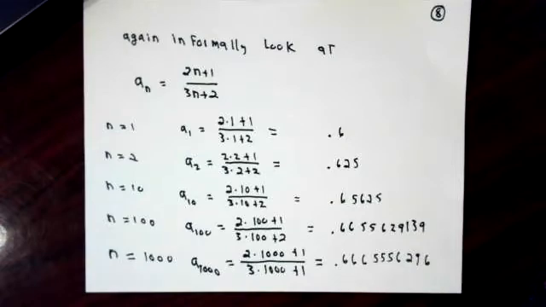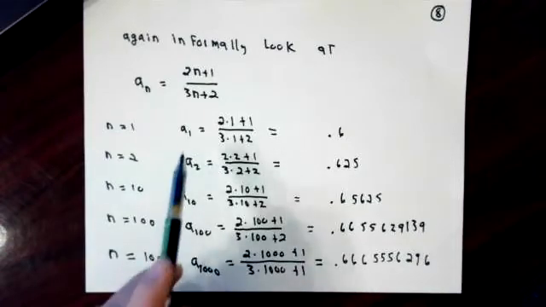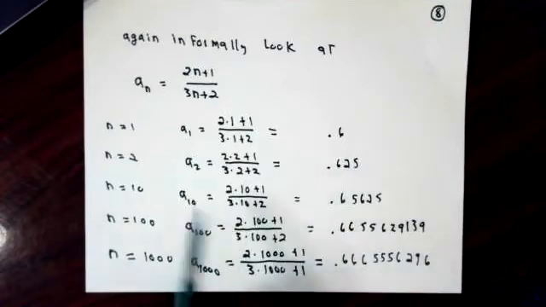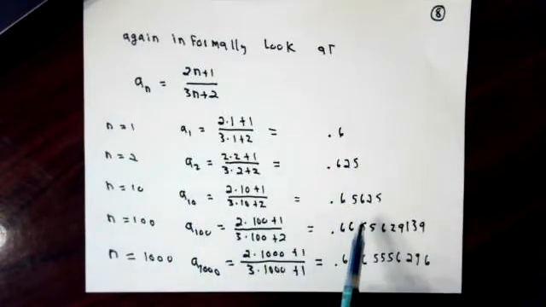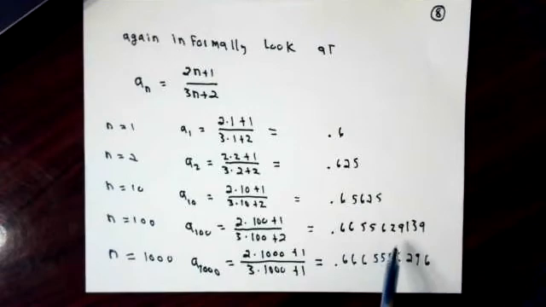You can check the arithmetic if you want, but a sub 1 is 0.6, a sub 2 is 0.625, a sub 10 is 0.65625, a sub 100 is 0.665562939. I got these numbers from my calculator. A sub 1000 is 0.666555626. It doesn't take a rocket scientist to make a few observations here.